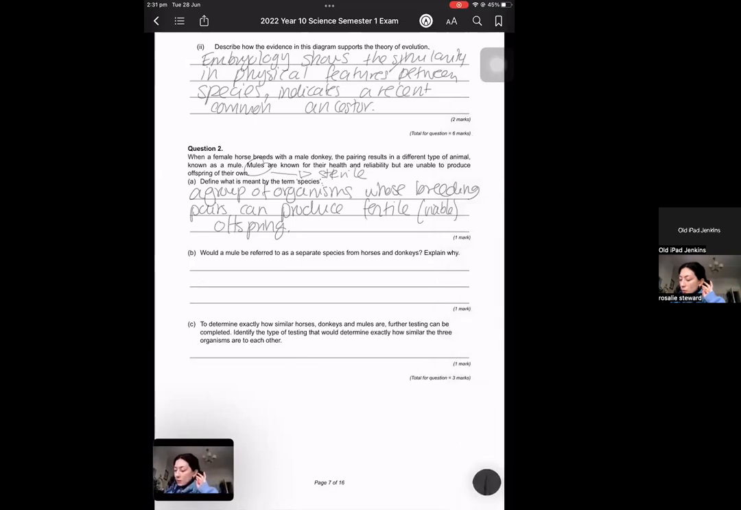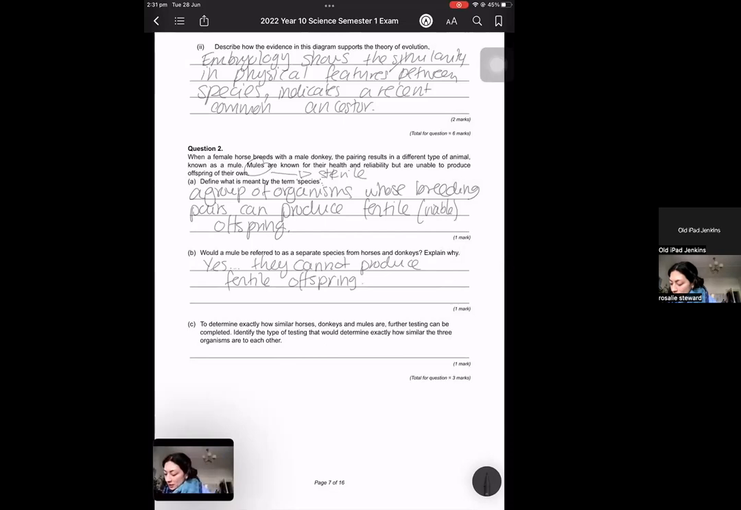Okay, would a mule be referred to as a separate species from horses and donkeys? Yes. They cannot produce fertile offspring. So the question tells you that straight up, no mule can produce babies. So why would it be able to produce babies with horses or donkeys?